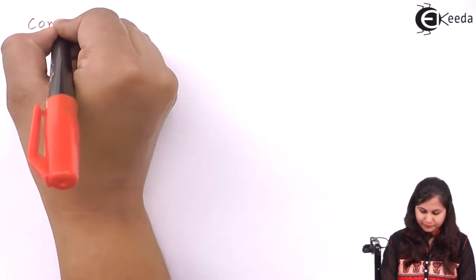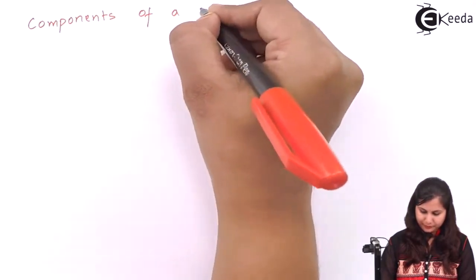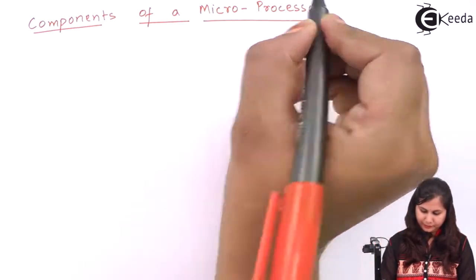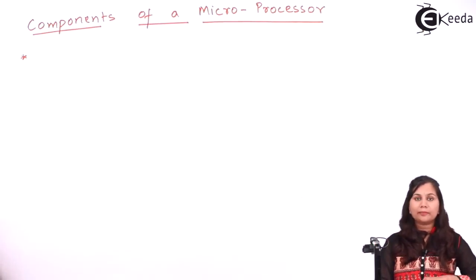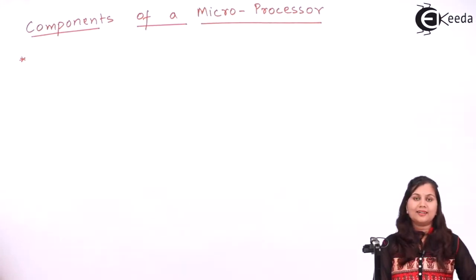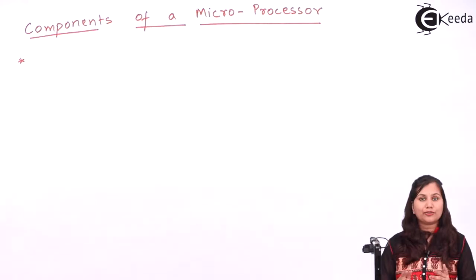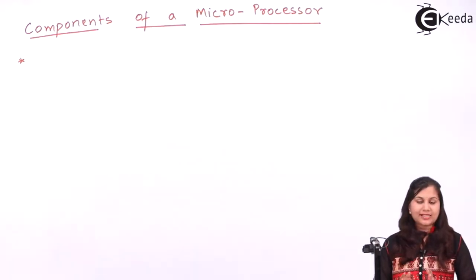Hello friends, in this video we are going to study about the various components of a microprocessor. The various components of a microprocessor are the arithmetic and logic unit, memory, input devices, output devices, control unit, and register array. These are the various components of a microprocessor.